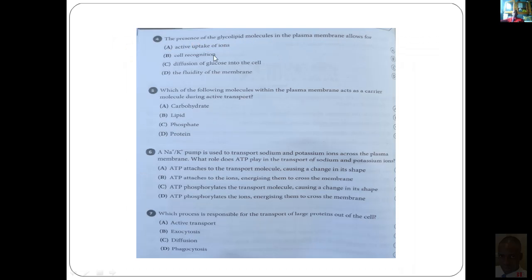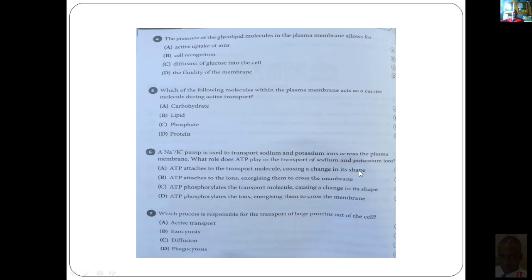Alright, question 4 says the presence of glycolipid molecules in the plasma membrane allows for. Not the active uptake of ions. Yes, it can be for cell recognition. Let us check if there's any other answer there. Diffusion of glucose, no. The fluidity of membrane, no, that is cholesterol. So the correct answer here would be B, for cell recognition. If you check back glycolipids function, you will find that there.